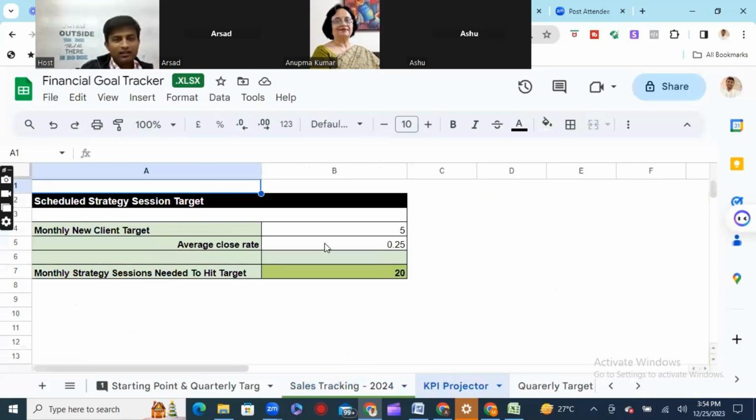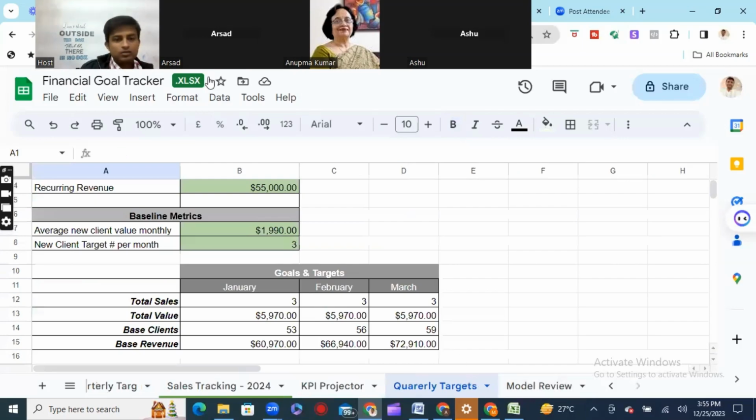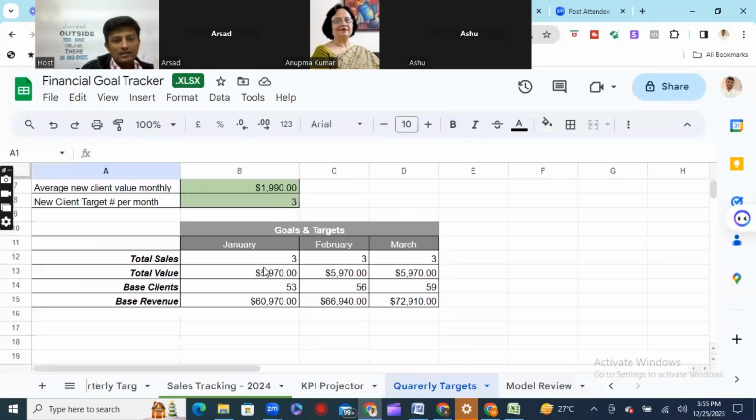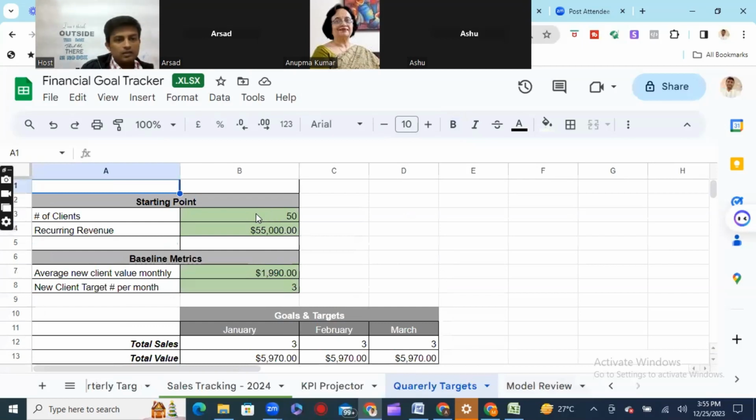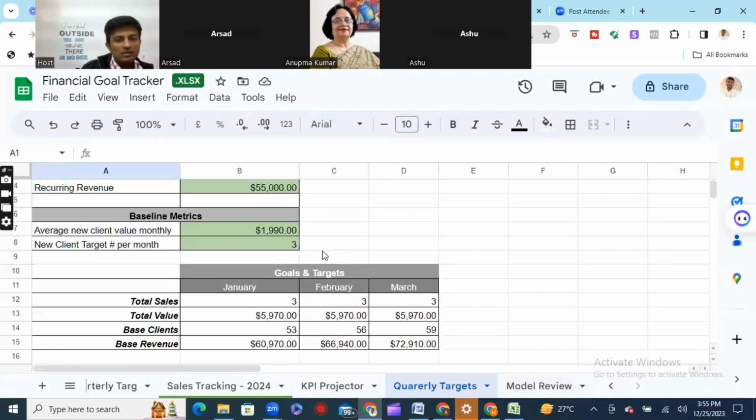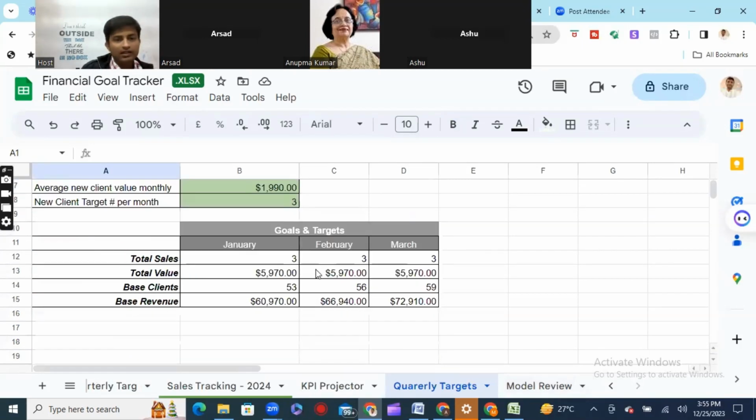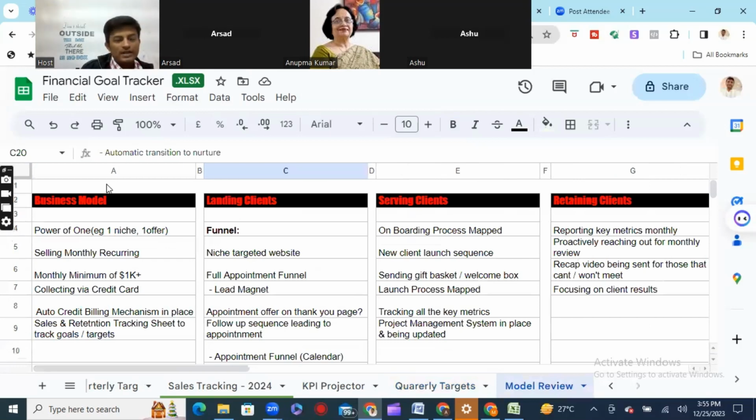Then the KPIs that we have discussed. For example, we need five customers as our target for our revenue. If we have this much closing rate, we need this target number of leads. This is the KPI projector. Then this is the quarterly target. For example, we have decided Q1 we have to achieve this, so we will divide it into 3 parts like we have done. And these are the models which we need to follow.